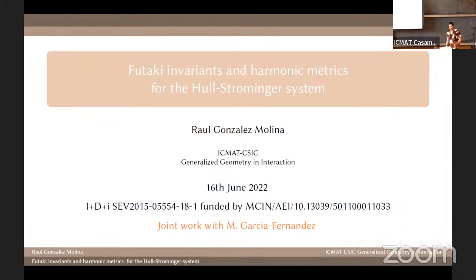Thank you for the introduction, and thank you for the opportunity to report on this progress. It's a recent work with my advisor, Mario García Fernández, which has to do with the existence problem for the Hull-Strominger system and developing some tools to tackle this problem. As you cannot see on the front page, this will appear hopefully very soon on the arXiv.